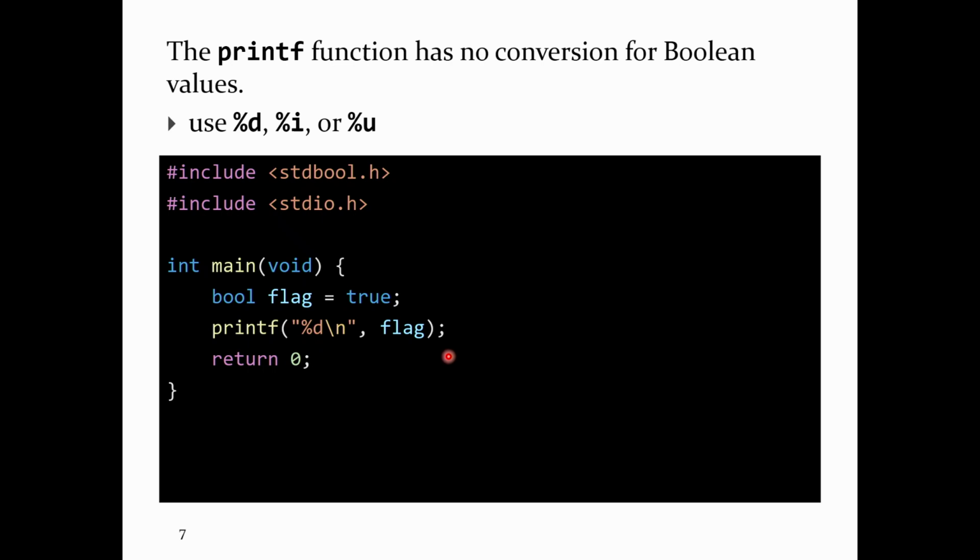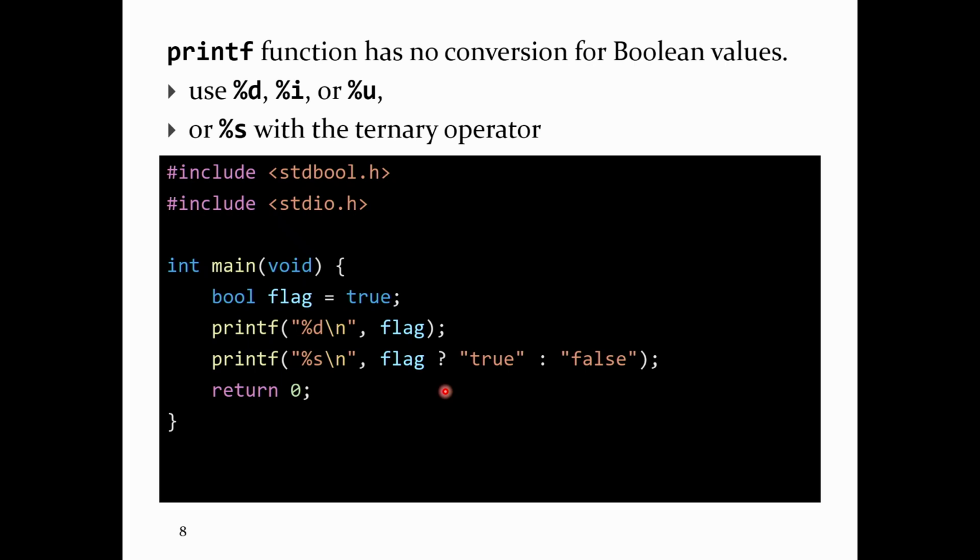Which is kind of inconvenient when you're working with Boolean values, because you'd like to be able to see true and false, right? There's no conversion operator for it if you use printf. So you can use %d or %i as your conversion operator. Those are synonymous, so d and i are both integer. %u is unsigned integer, which in this case also works. An unsigned integer is just an integer that has no sign. It's always positive, or 0.